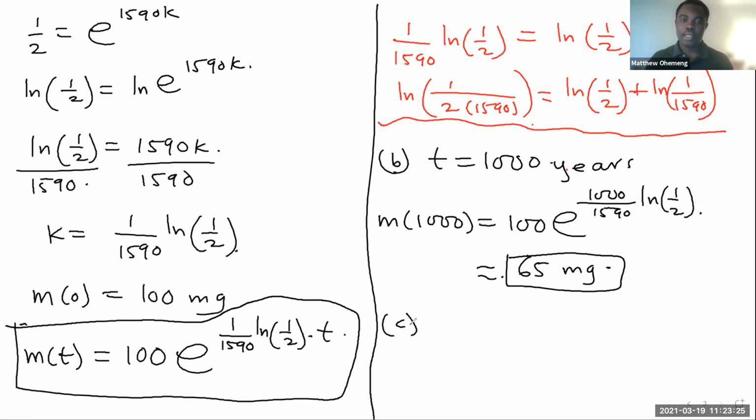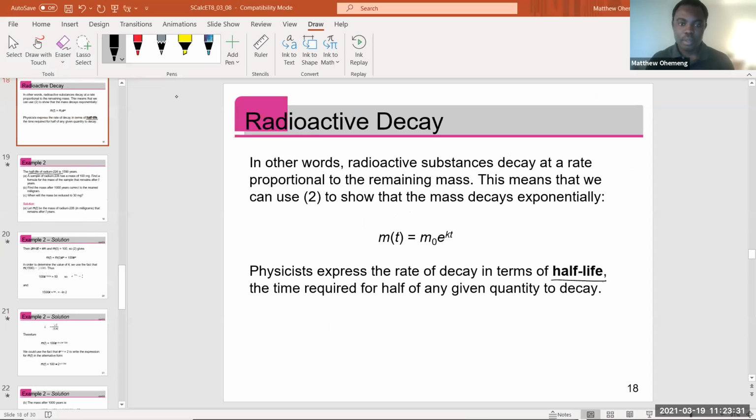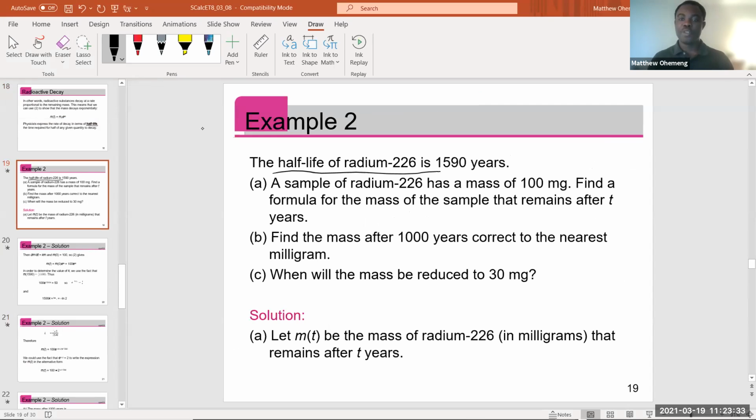Now question C says, when will the mass be reduced to 30 milligrams? So for that question, there is a certain time when the mass is 30 milligrams. So that means the information that we are given here is M of t. So M of t is 30. What is that t where M of t is 30?